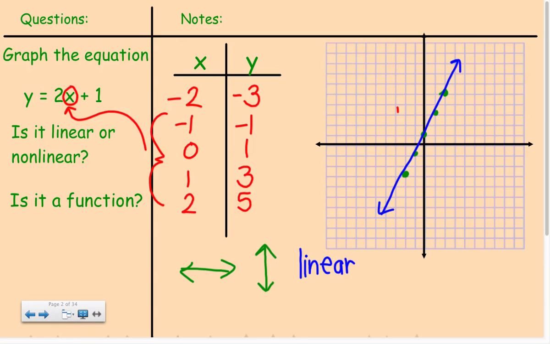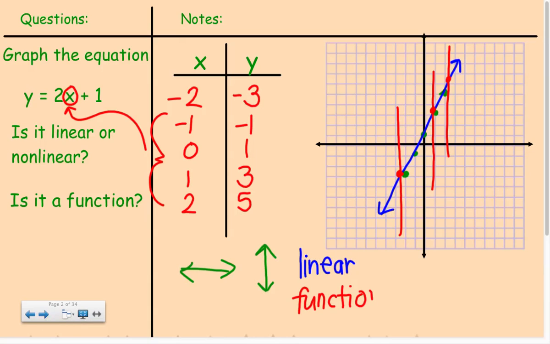So if I draw a vertical line, my red line is intersecting my blue line once. My red line is intersecting my blue line once. If it's always once, then it's a function.